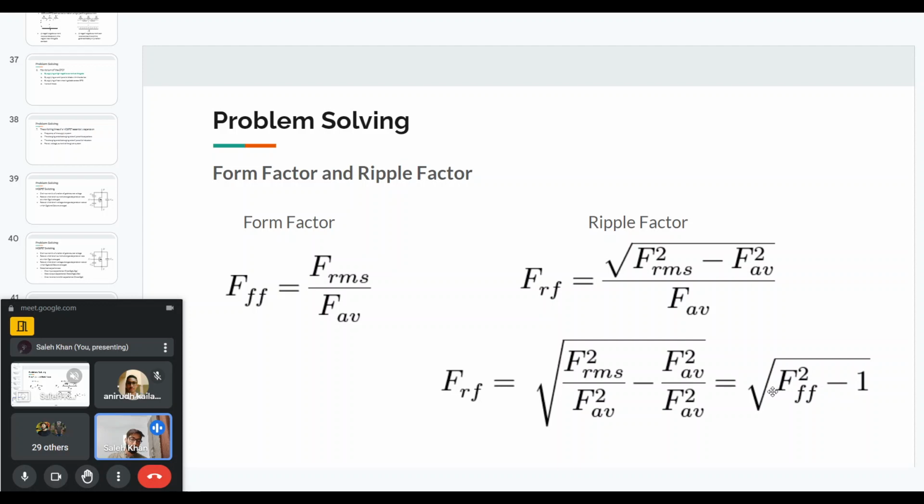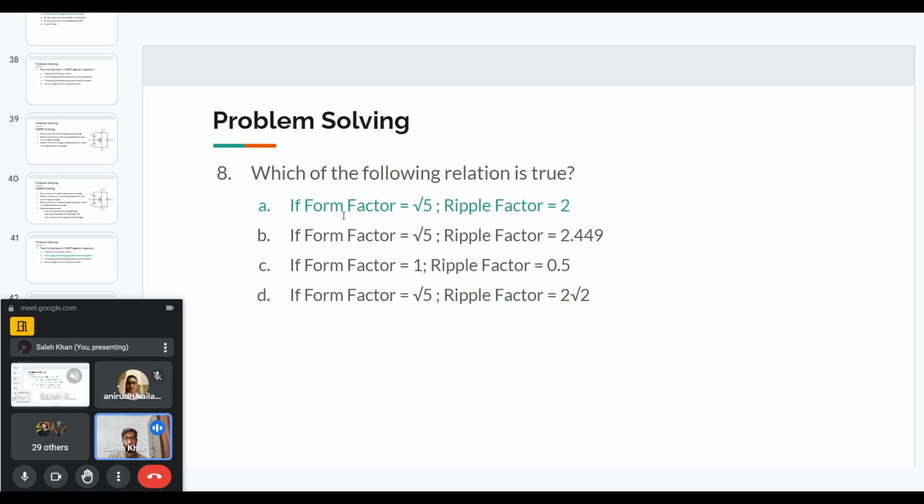Now, if the form factor is square root of 5, then this term will become root of 5 squared, which is 5, minus 1, which is 4, and the square root of 4 is 2, and I'm taking the positive square root of 4. So the ripple factor will be 2. So the answer to this question is A. If the form factor is root of 5, then the ripple factor is 2. These are just related terms, and they tell us different things and how to understand the ripple and AC content in a waveform.